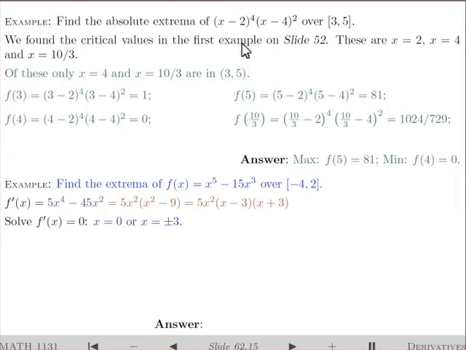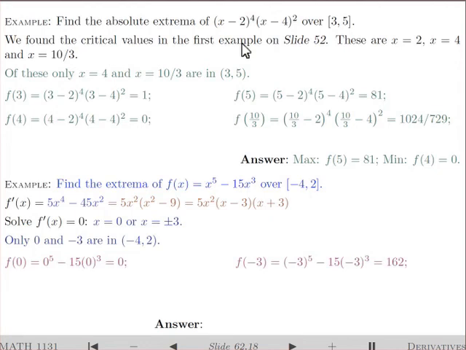0 is between negative 4 and 2, so is negative 3. But 3 is not between negative 4 and 2. So we have two critical values in that interval, namely 0 and negative 3. And we also have the two endpoints, negative 4 and 2. We evaluate the function at these four numbers. f of 0 is 0. f of negative 3 is 162. f of negative 4 is negative 64. And f of 2 is negative 88.